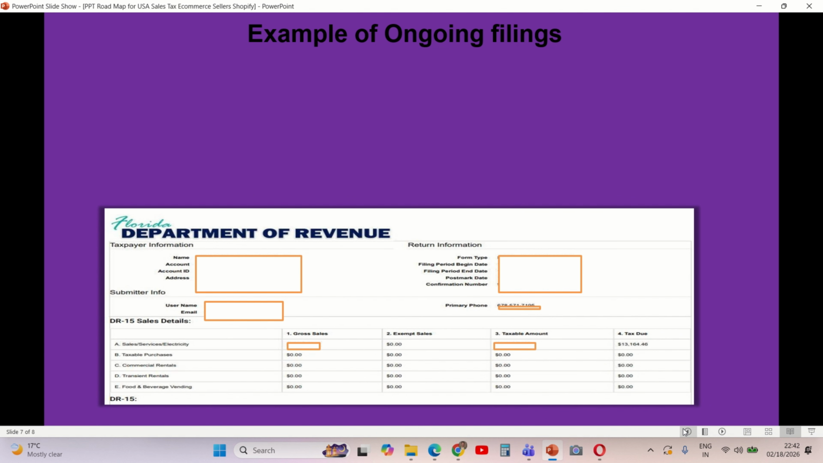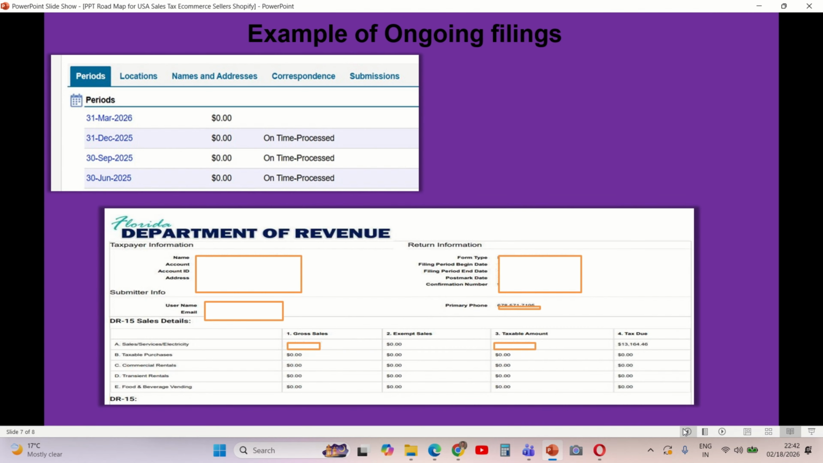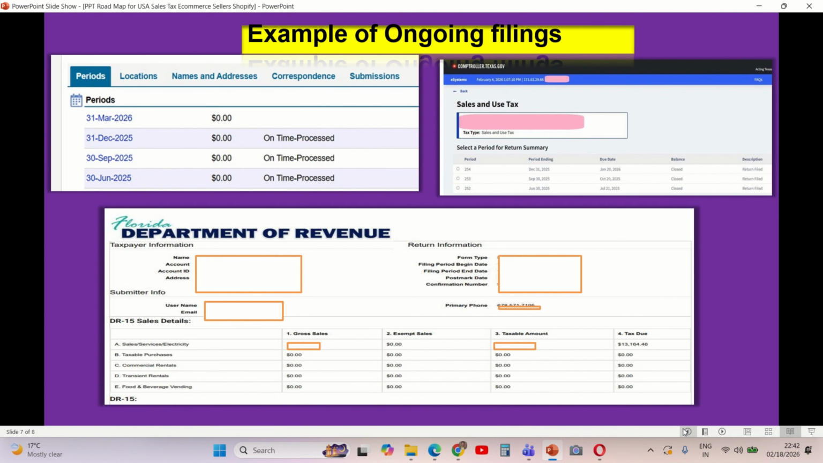Once we are registered with the department and our Shopify sales tax collection is on, then we need to file monthly ongoing returns. I have mentioned examples of monthly ongoing filing for California, Texas, and Florida.